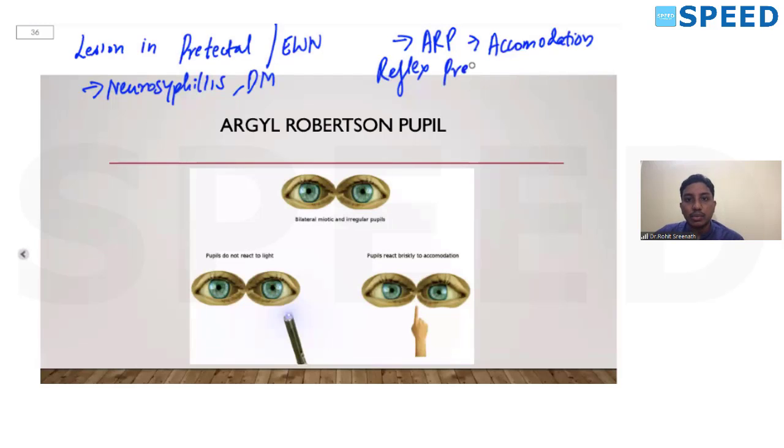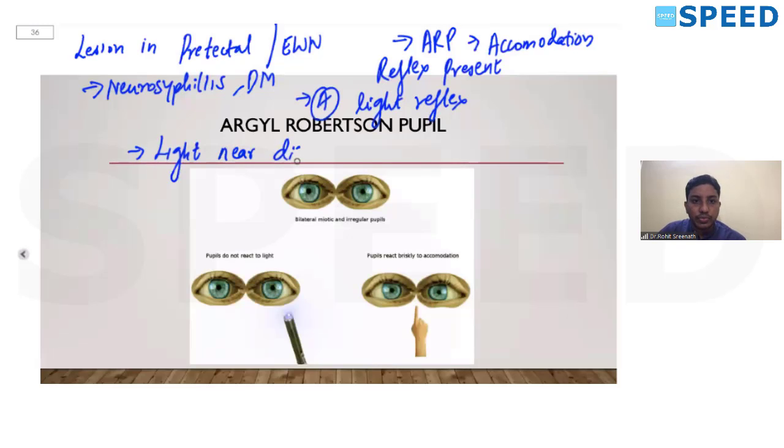Accommodation reflex present. So these patients will have an absent light reflex with a normal accommodation reflex. Okay, there is also presence of light near dissociation. Remember, these pupils are very difficult to dilate.